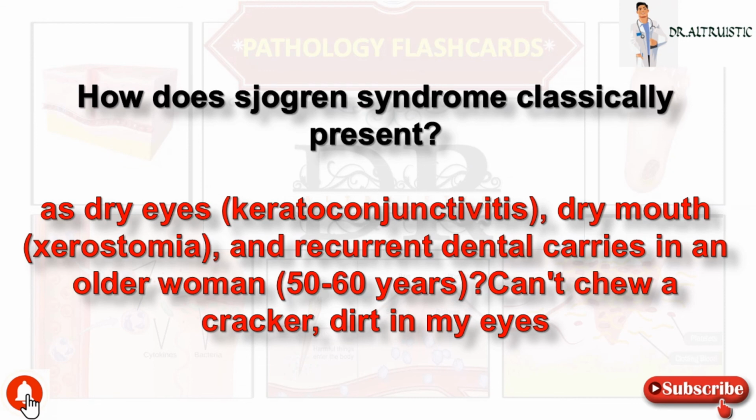How does Sjogren syndrome classically present? As dry eyes, keratoconjunctivitis, dry mouth, xerostomia, and recurrent dental caries in an older woman, 50 to 60 years. Can't chew a cracker, dirt in my eyes.